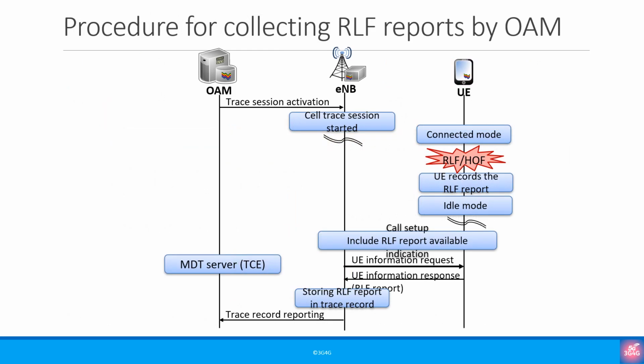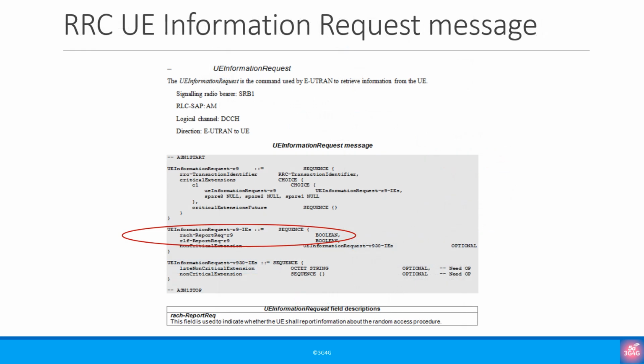This is the typical procedure of collecting the RLF information by OAM or SON server. We have looked at this earlier in other scenarios. It's the same approach using the UE information request and response messages. You can see the contents of RRC UE information request message here. The network can request multiple information as part of single message.